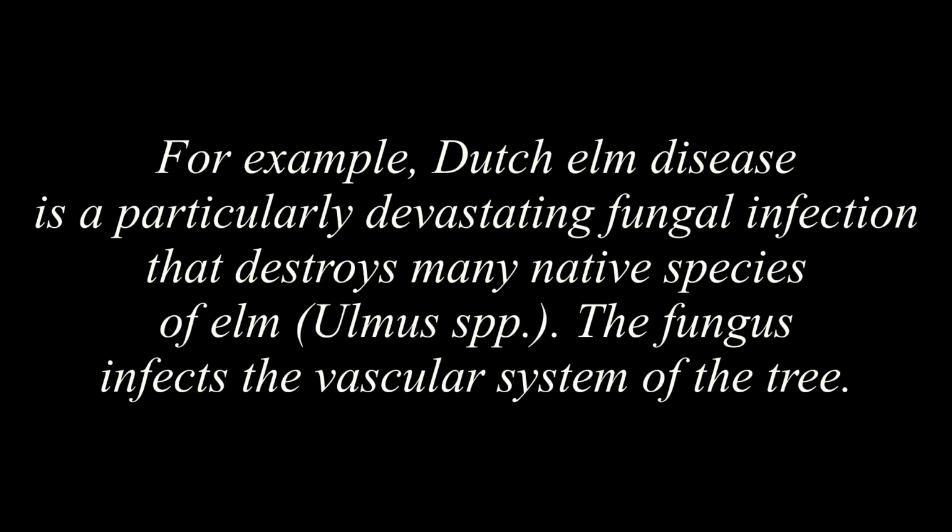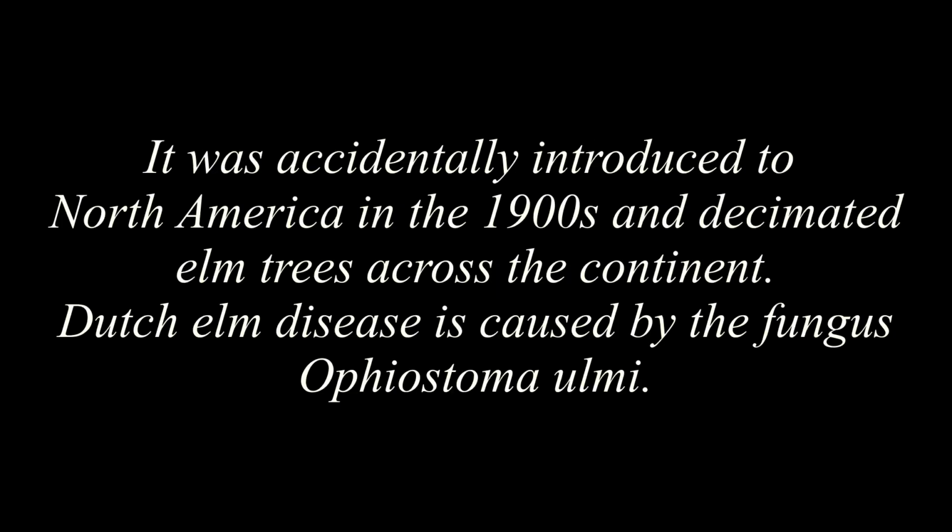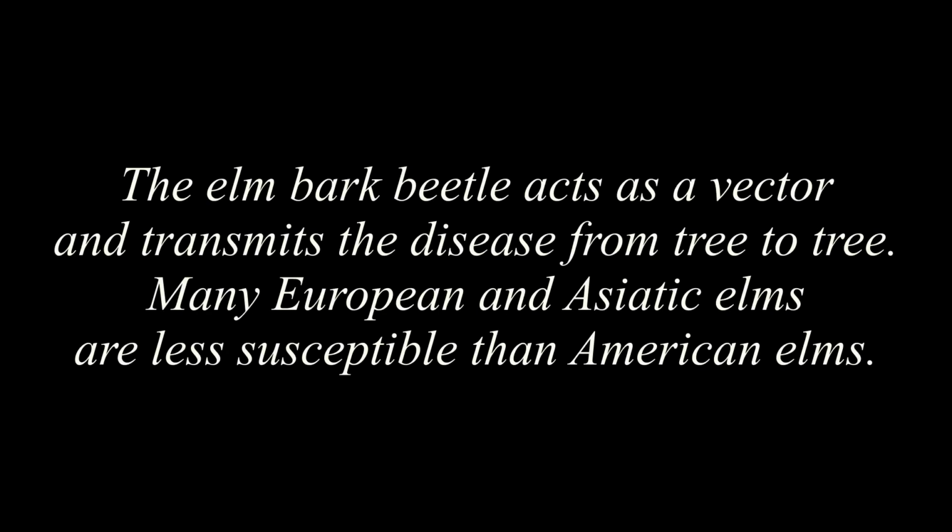For example, Dutch elm disease is a particularly devastating fungal infection that destroys many native species of elm, like the Ulmus species. The fungus infects the vascular system of the tree. It was accidentally introduced to North America in the 1900s and decimated elm trees across the continent. Dutch elm disease is caused by the fungus Ophiostoma ulmi. The elm bark beetle acts as a vector and transmits the disease from tree to tree. Many European and Asiatic elms are less susceptible than American elms.